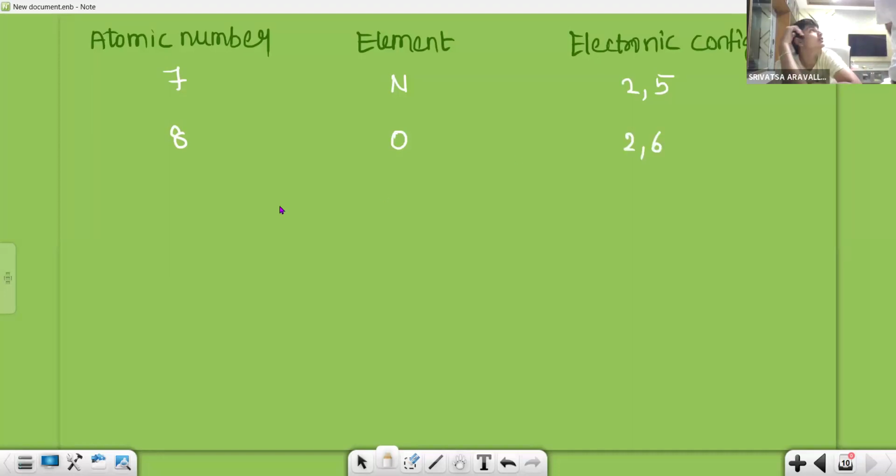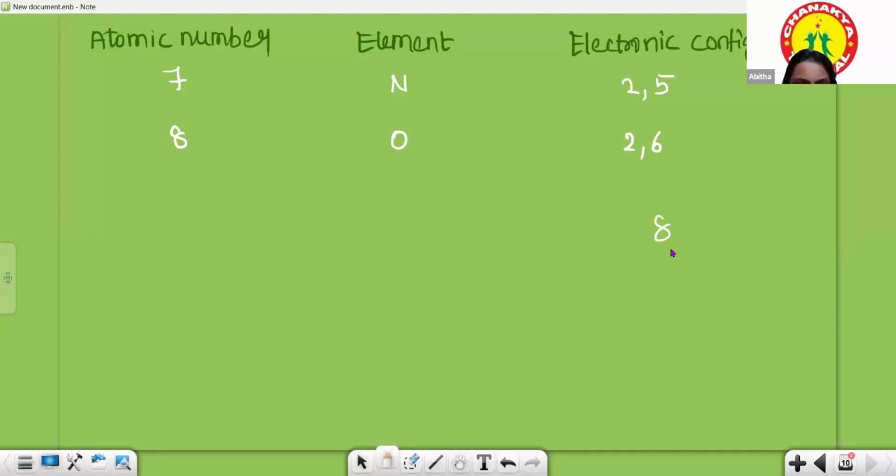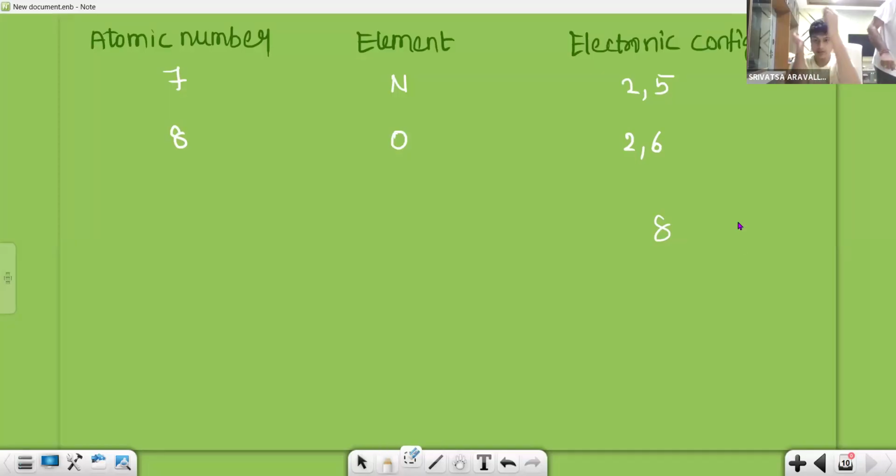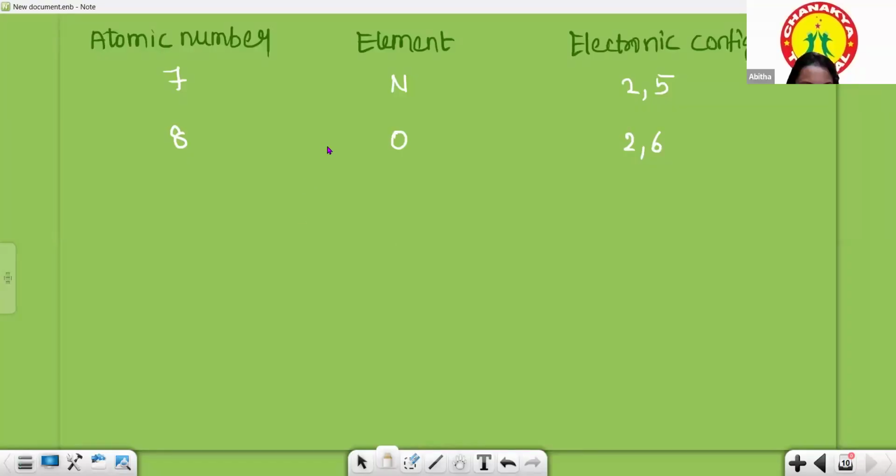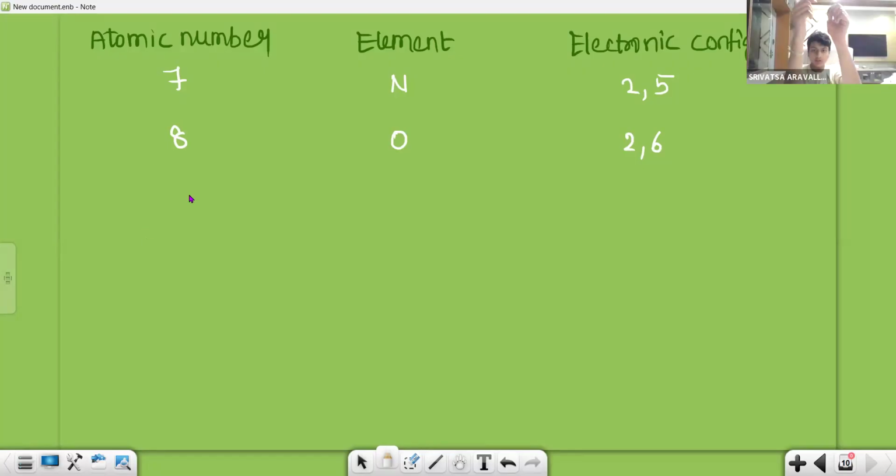I think he's just saying 2 comma 5, not realizing that the first orbit has to take 2 electrons and the second orbit 6 electrons. When it comes after 8, I'll explain that, it comes in reverse. It means if we put 2 comma 7, no, it will not be like that. We have to put 7 comma 2.